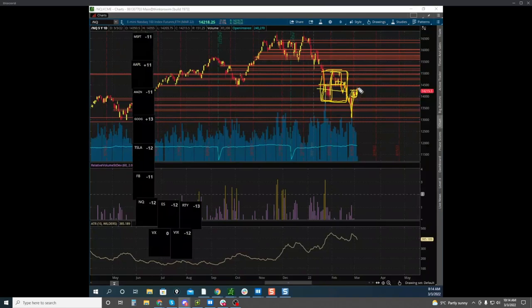We have balance here. We're trying to break out of this balance. If we get through the high volume node of this HVN, right? That's where the most trade occurred in a balance. If we get through there, then we're coming up probably to this guy. If this somehow fails, it'll be a fail breakout of this most recent structure, and then we're having much lower.